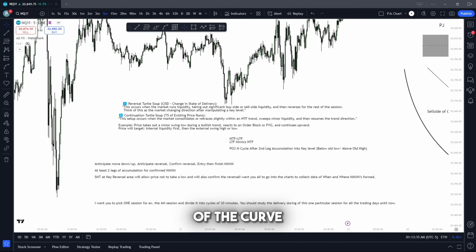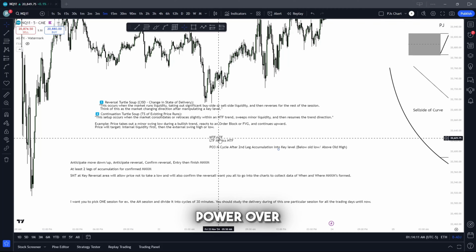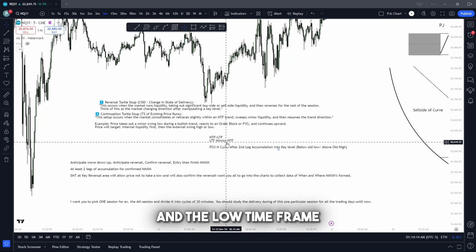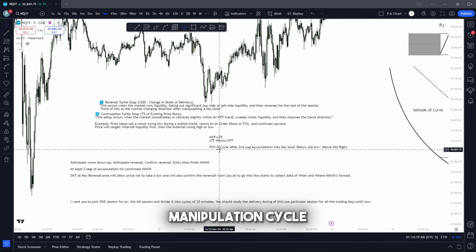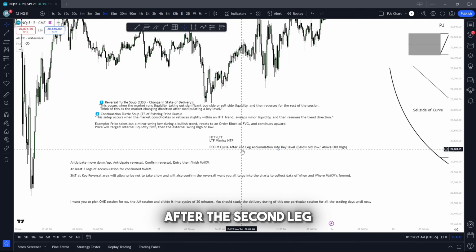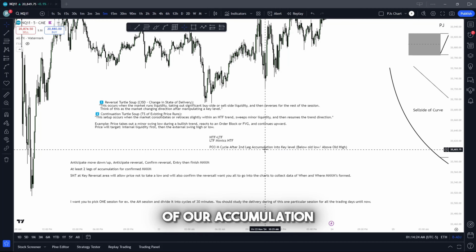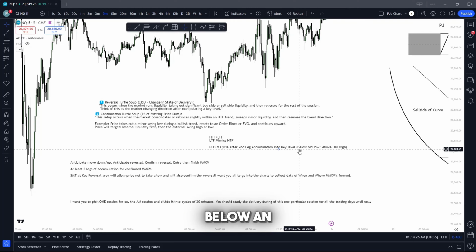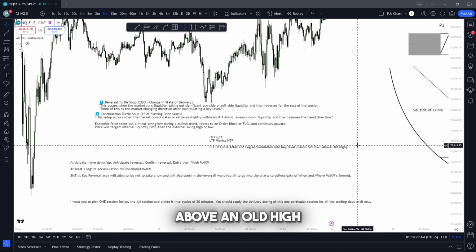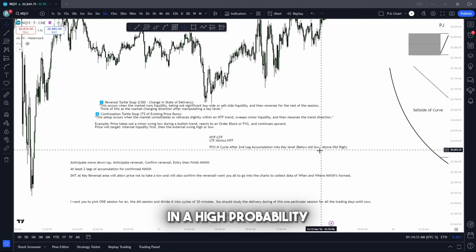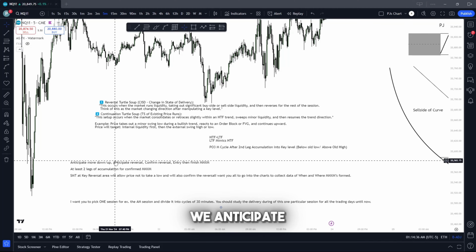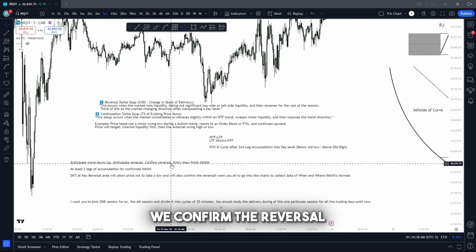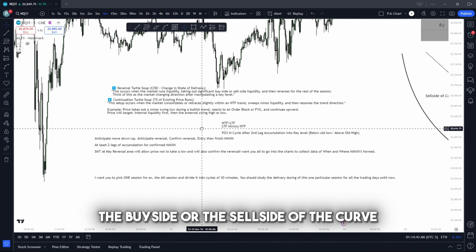side of the curve. The high time frame always has power over the low time frame, and the low time frame will mimic the high time frame. Our power of three manipulation cycle after the second leg of our accumulation into our key level below an old low or above an old high is exactly what we look for in a high probability turtle soup setup. We anticipate the move up or down, we anticipate a reversal, we confirm the reversal, and then we enter to finish out the buy side or the sell side of the curve.